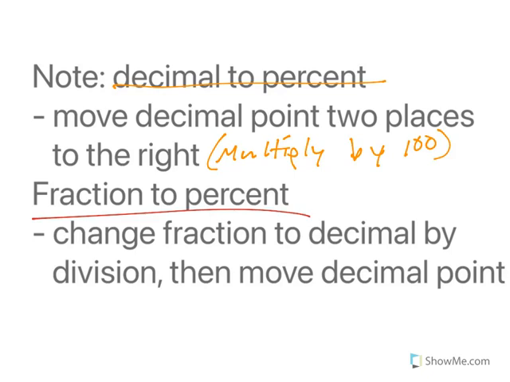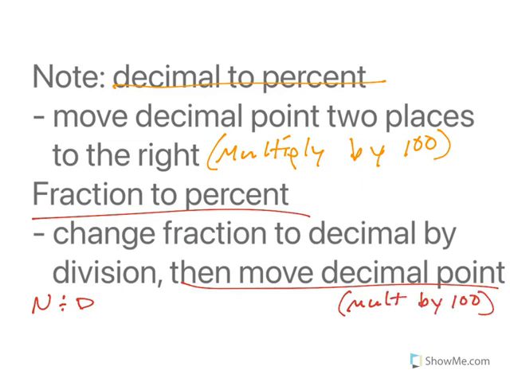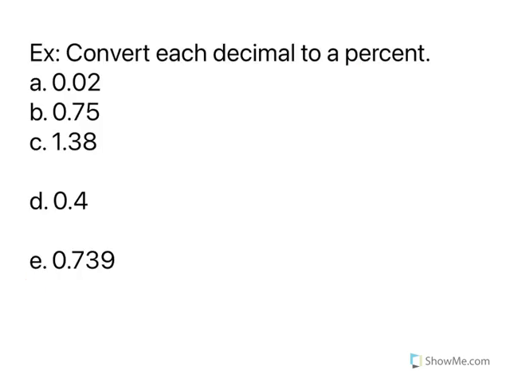If we have a fraction, and the fraction is not divided by 100, because it rarely is, we will first change that fraction to a decimal by division, right? Numerator divided by the denominator. Then, once we have it in decimal form, we can move the decimal point, same concept, multiplying by 100. Let's do this. So first, let's convert each decimal to a percent. Remember, percent means out of 100, so the idea of multiplying by 100 is moving the decimal.